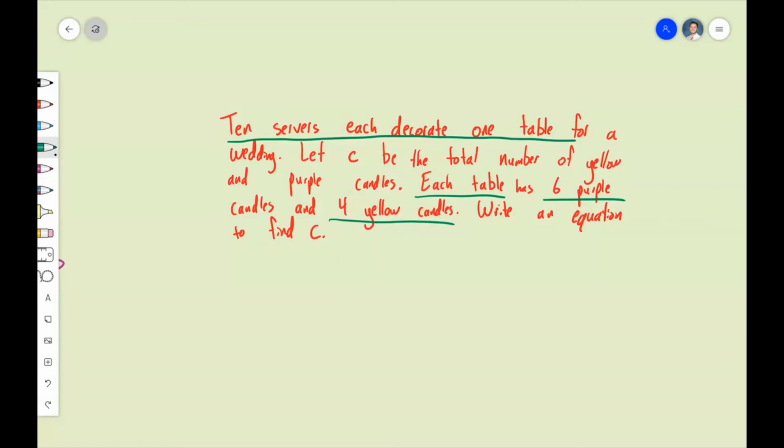So if we wanted to write an equation, we could first look at each table. I know that each table is going to have 4 plus 6 candles, right? 4 yellow plus 6 purple. Okay, and then we know that there are 10 servers each decorating one table. So if this 4 plus 6 represents one table, we would want to multiply that by 10 to get the total for all 10 tables. And we know that this is all equal to C, the total number of purple and yellow candles.